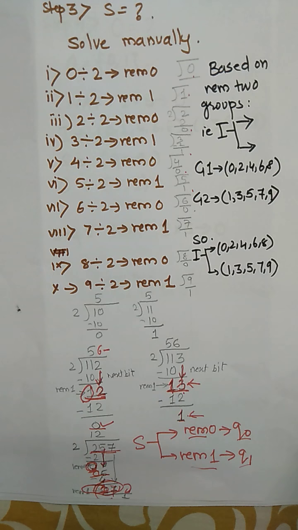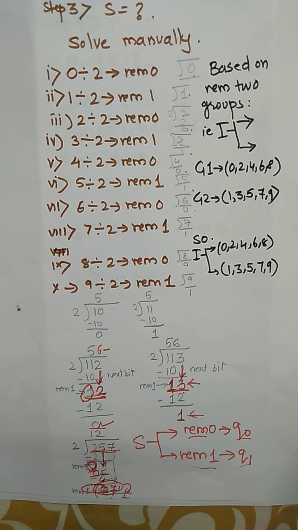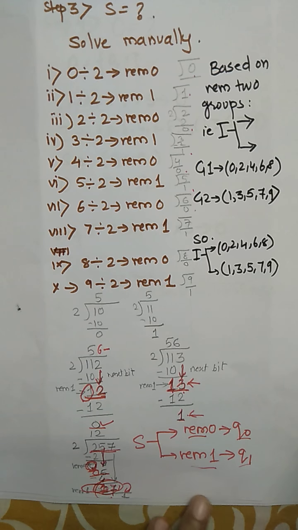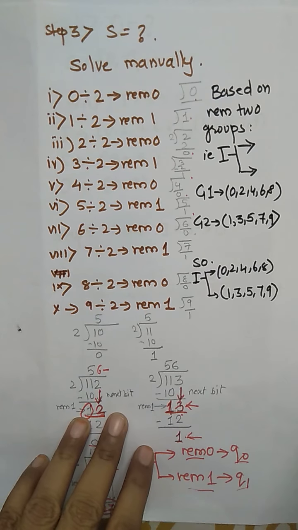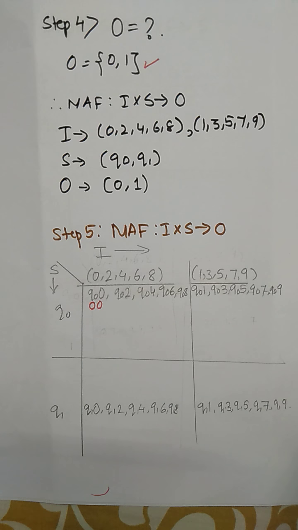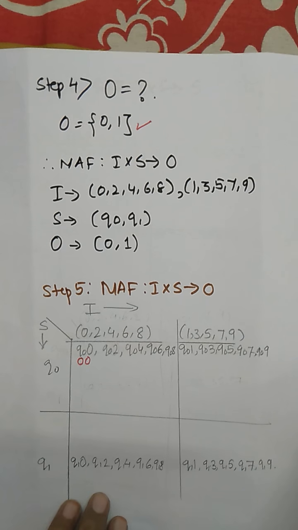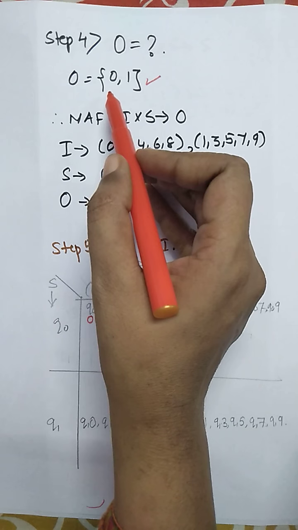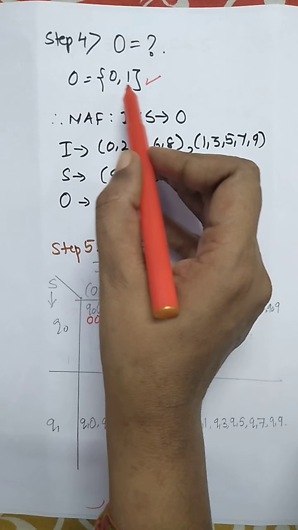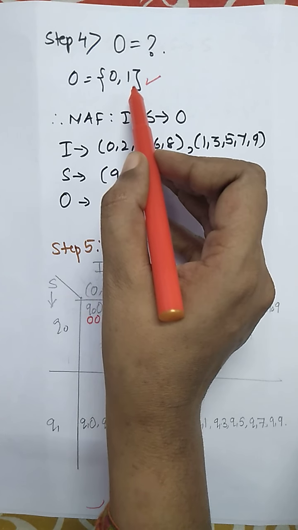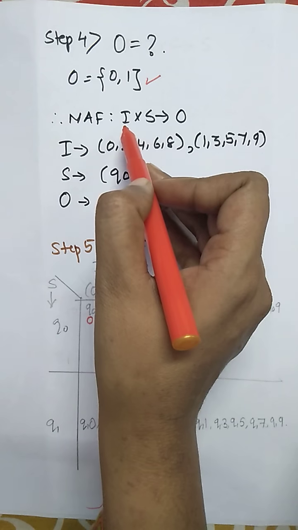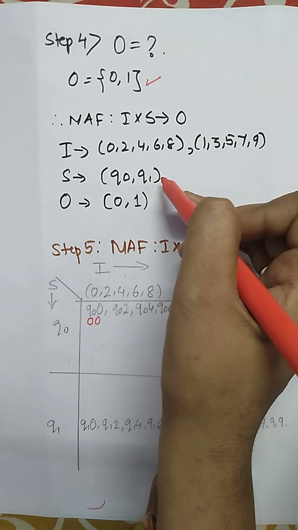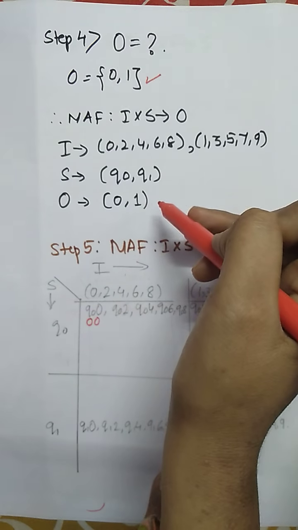It will be 1. Based on this calculation, we have two states: either it produces remainder 0 or remainder 1. We mark these as Q0 and Q1. So we got S also. Now to generate O, we have either remainder 0 or remainder 1, which is considered as our output alphabet. Now for designing the machine function, we have I in the form of even numbers and odd numbers, S in the form of Q0, Q1, and O in the form of 0s and 1s.